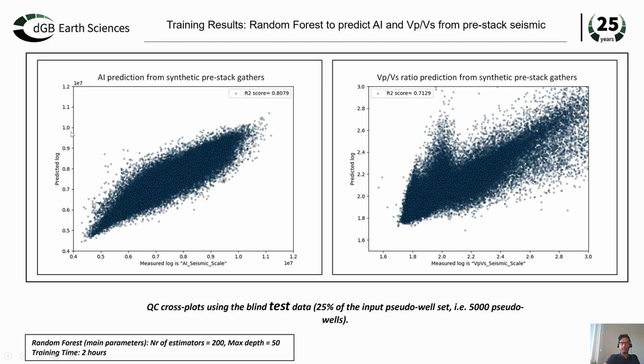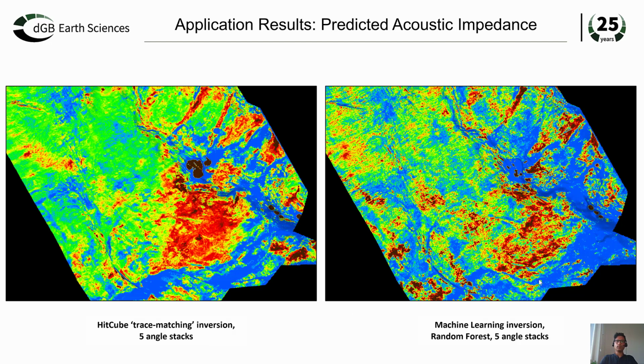So this is the predicted AI versus measured AI for those 5,000 blind pseudo-wells. And we have a nice correlation of 0.8. For VPS ratio, this is slightly less.